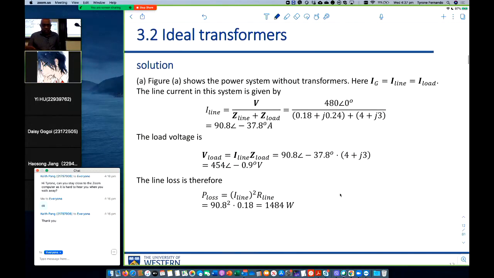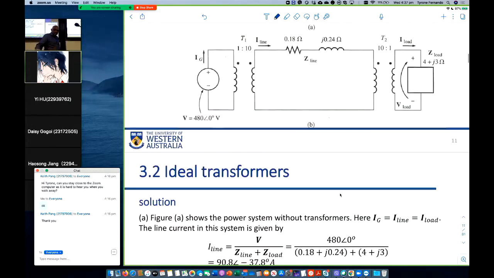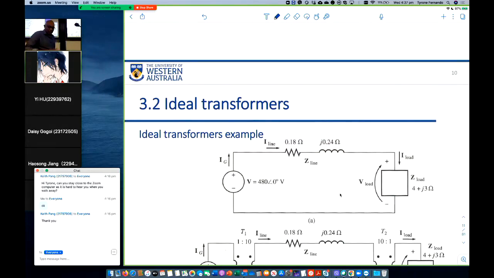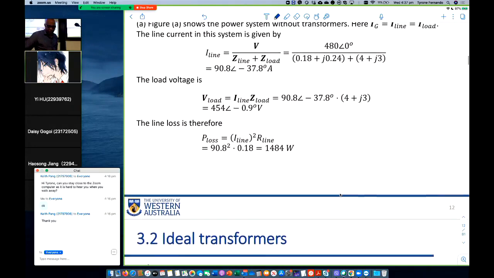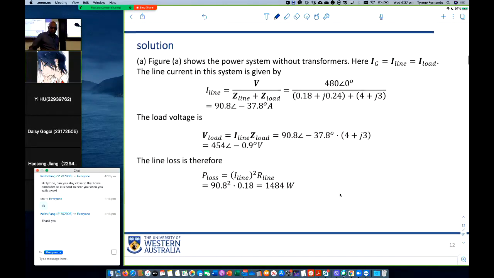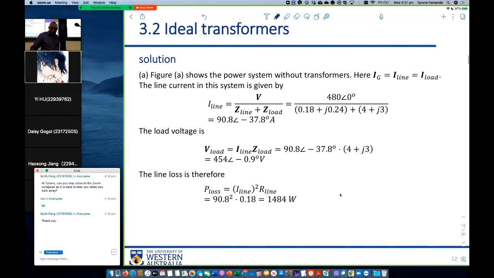The load voltage, how do you find the load voltage? You take the line current, what flows in the line, multiplied by the load impedance, and you get the load voltage. So the load voltage is something like 454 at an angle of minus 0.9. You can see the sending end voltage is 480, and at the receiving end it's 452. So there is a voltage drop as current travels through the transmission line.